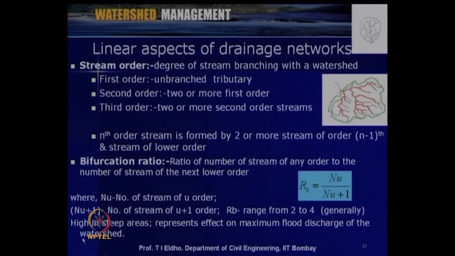This indicates the nature of the watershed, whether it is steep or mildly steep. It represents the effect on the maximum flood discharge of the watershed. So, the bifurcation ratio based upon the stream order is one of the important indicators as far as the maximum flood discharge at the outlet of the watershed is concerned.